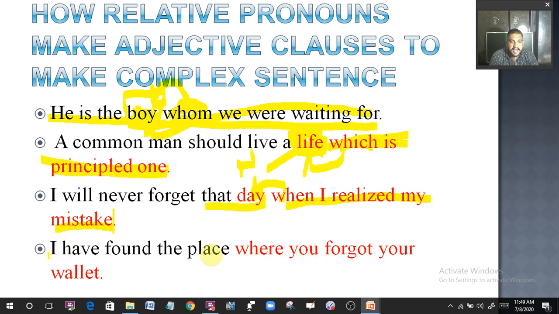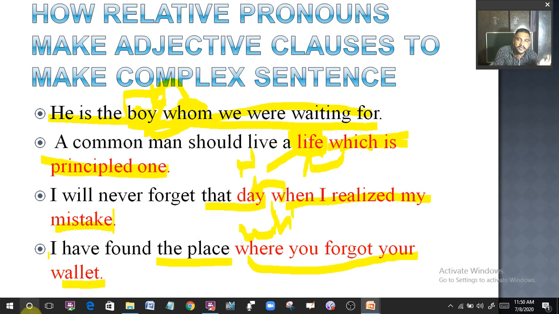Now you see: I have found the place, which place? Where you forgot your wallet. Here you can see that all these clauses are giving the answer to which. Life, which is principled one; day, when I realized my mistake; which boy, whom we are waiting for; which place, where you forgot your wallet. So all these answers are giving you the answer for which place, which day, which life, and which boy.